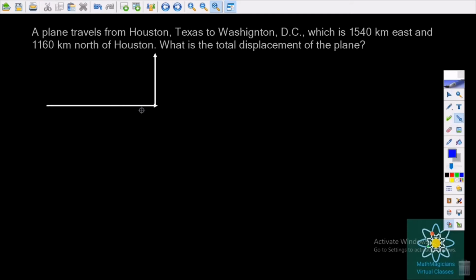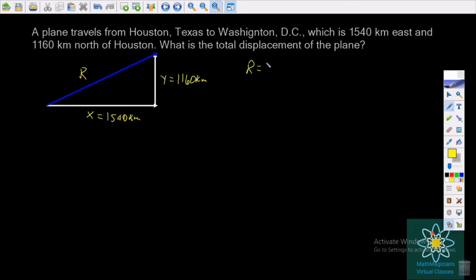To find the total displacement, it means this blue line here, we need to find the direction and in this case, the resultant. This is called the resultant, and these are called components. Your component in X is equal to 1,540 kilometers. The component in Y is equal to 1,160 kilometers. To find the resultant, we know that we use Pythagoras. This we learned from the previous video.